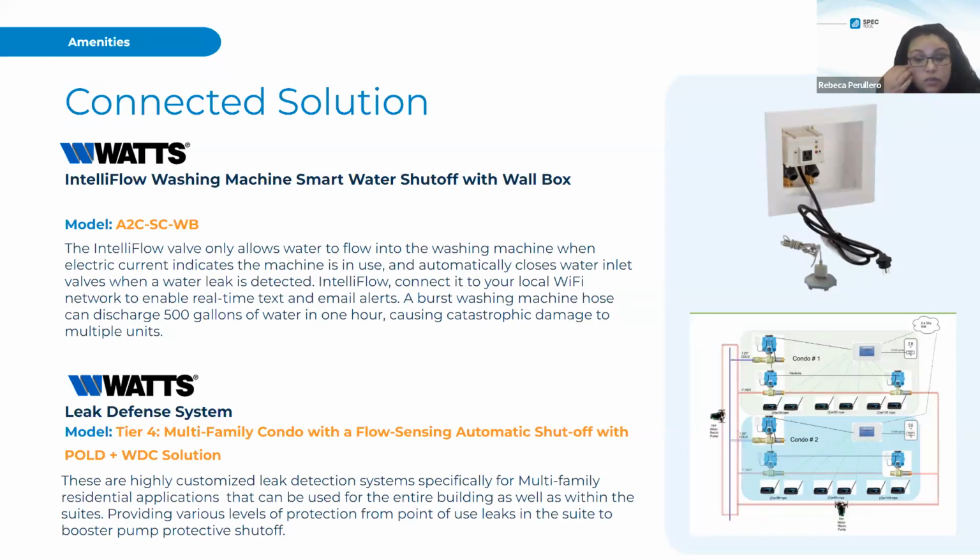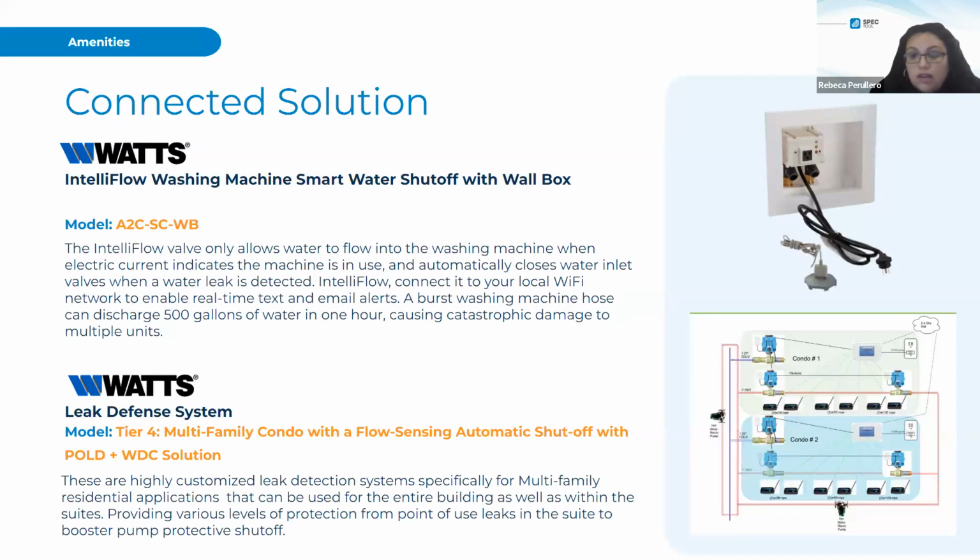What this unit essentially will do is notice a change in the flow and will physically shut off the water to the washing machine. When there is a leak, you are talking about a potential of 500 gallons of water within the hour. So you can imagine that is not only going to be devastating for that unit, but could also cause problems for the units underneath. So this is a newer product to the market.